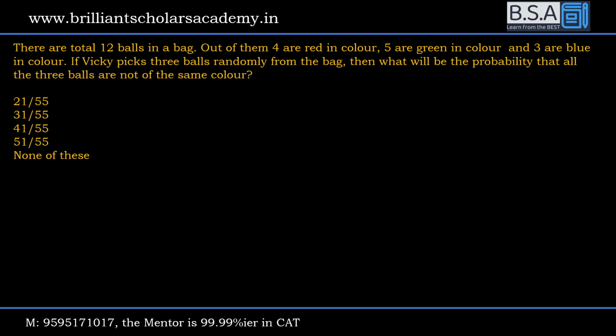There are 12 balls in a bag. Out of them, 4 are red in color, 5 are green in color, 3 are blue in color. Vicky picks 3 balls randomly from the bag. Then what is the probability that all 3 of them are not of the same color? All three balls should not be of the same color. How will you approach? Create a strategy.